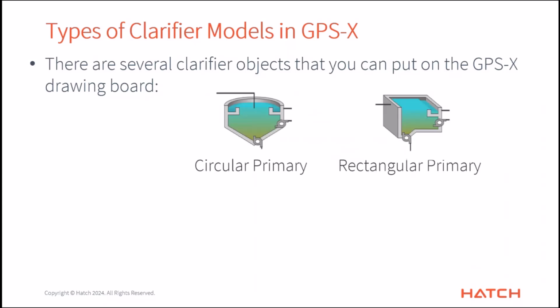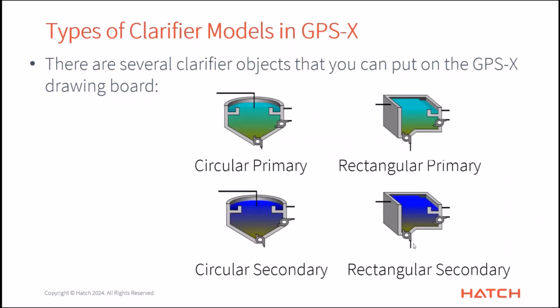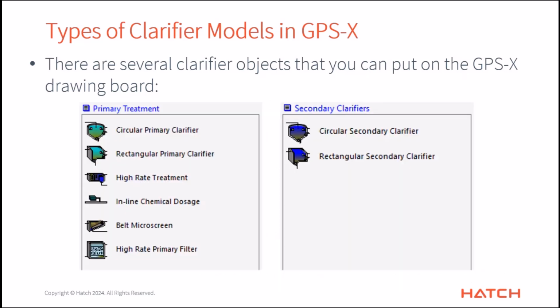So when you put a clarifier on the drawing board, you get to select from several different ones that are there in the process panel on the left-hand side of the drawing board. Conventionally, for almost all the time that I've been working on GPSX, we have had the green clarifiers as the primaries, and so they're calibrated that way. And the blue ones are the secondary clarifiers, and they have a few different options, and they have different default settling parameters. And so you can drop those on the drawing board. You can grab them from the primary treatment or secondary clarifiers part of the process panel.